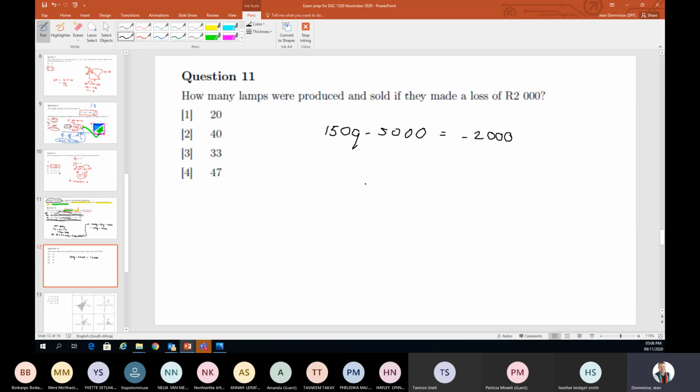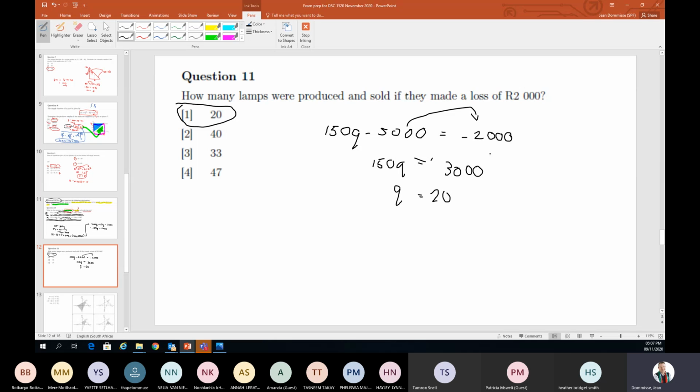So then it is basically 150Q. I would always like to work with a positive, so take that over to that side. So 5,000 minus 2,000 gives you 3,000. So 3,000 divided by 150 will give you 20, which is also option 1.